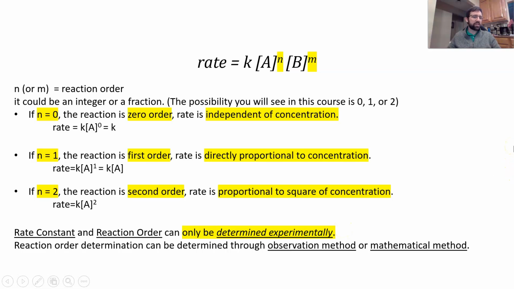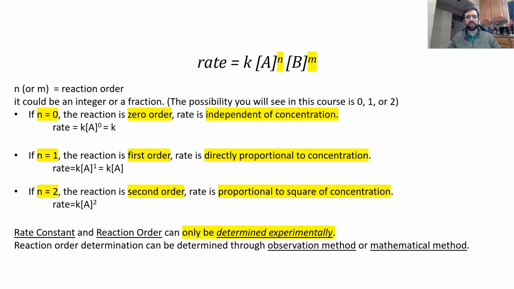All right, so as we discussed a little bit ago, rate is equal to K times the concentration of A to the N times the concentration of B to the M if we're talking about two different reactants. So let's talk about what these numbers mean. I've highlighted N and M because that's what I'm focusing on in this part of the notes. N or M, or both, are the reaction order. It could be an integer or a fraction.